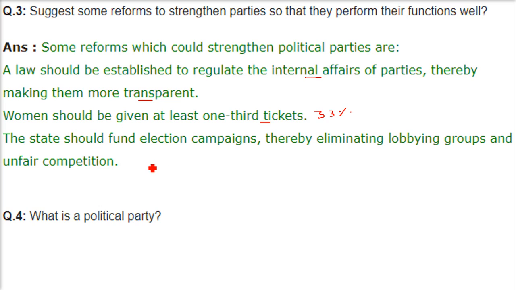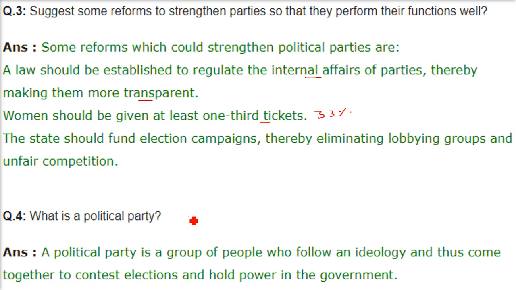What is a political party? A political party is a group of people who follow an ideology and thus come together to contest elections and hold power in the government.